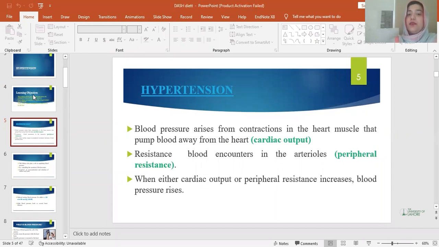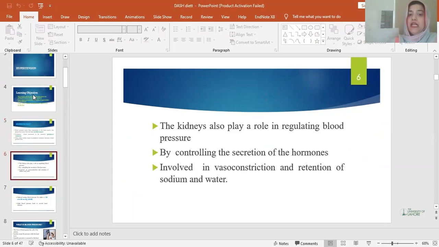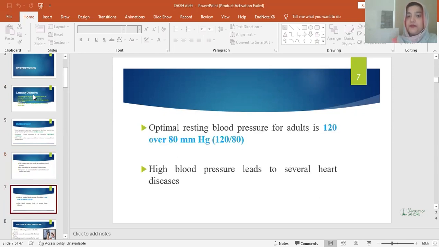Blood pressure arises from contraction of the heart muscle that pumps blood away from the heart, and that is termed cardiac output. Number two, it occurs due to peripheral resistance, that is, the resistance blood encounters in the arterioles. When either cardiac output or peripheral resistance increases, blood pressure rises. The major organ linked with hypertension is the kidney, which plays a vital role in regulating blood pressure by controlling the secretion of hormones involved in vasoconstriction and retention of sodium and water.